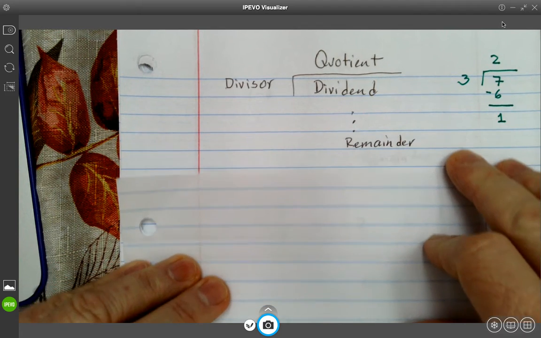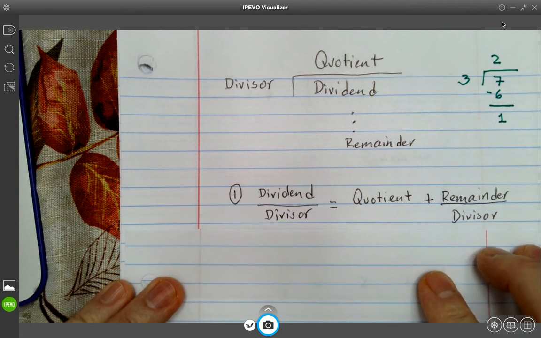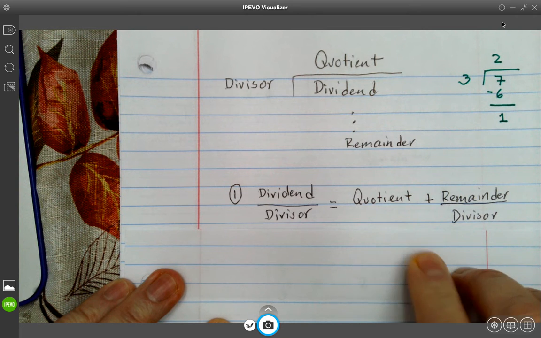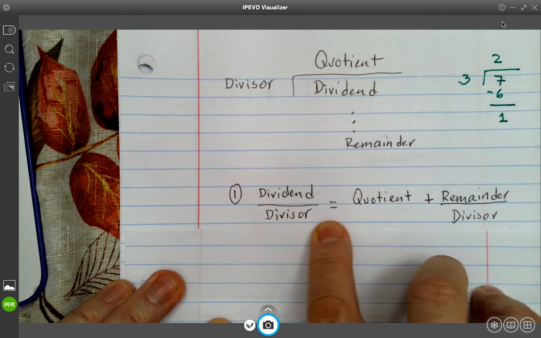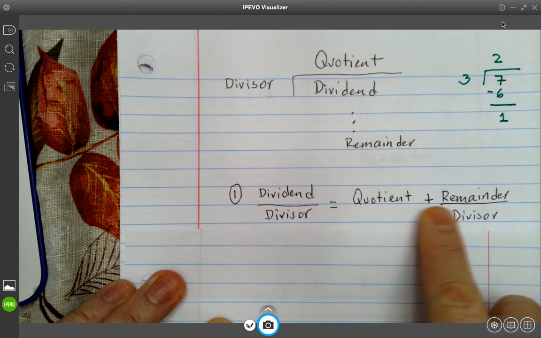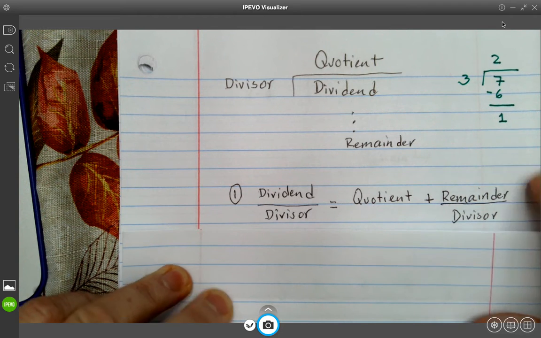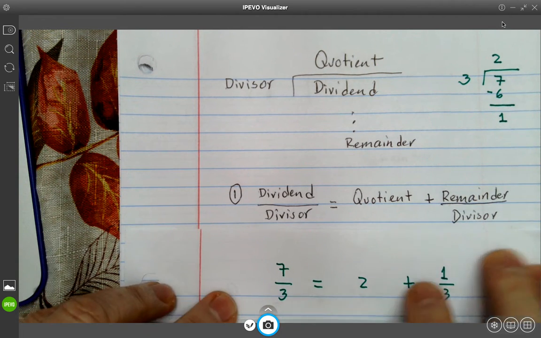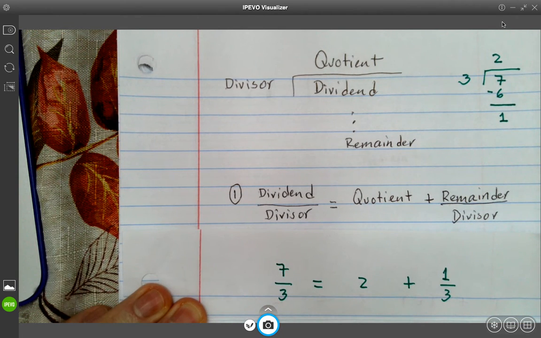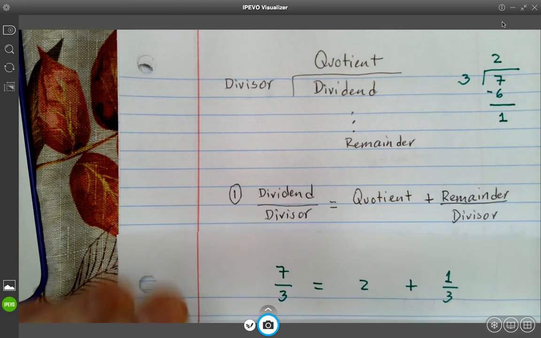So one way is to think of the dividend divided by the divisor equals the quotient plus the remainder divided by the divisor. So that's what we can see here. So we can say 7 divided by 3 equals 2, which is the quotient, plus 1 divided by 3. But it's not the only way.